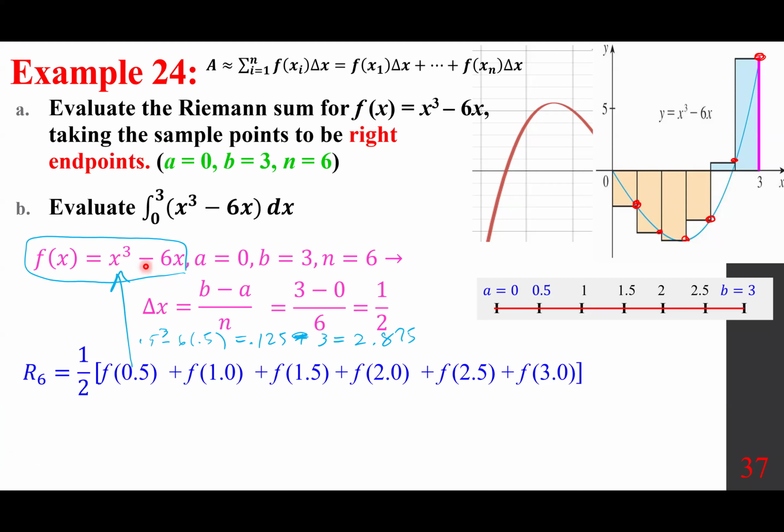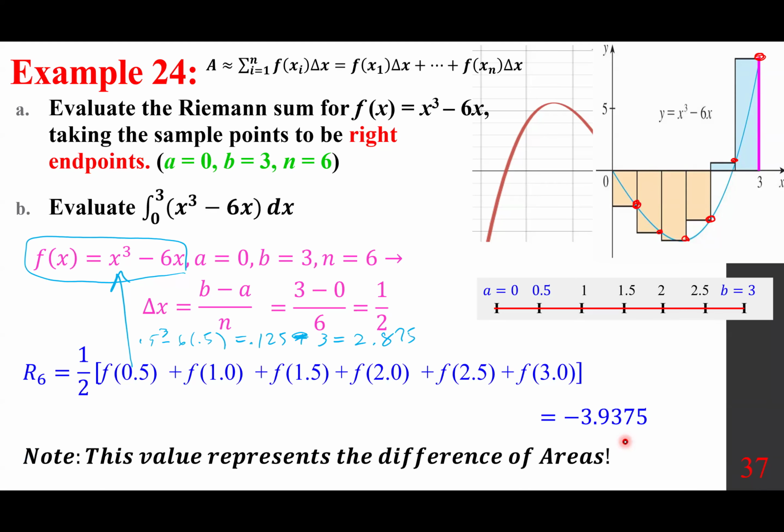If you plug in 1, you get 1 minus 6, negative 5. If you plug in 1.5, you calculate it and so forth. Everything adds up and you multiply by delta x, which is 1/2, and you get negative 3.9375. The number of decimals, if they don't mention it, you want to carry a lot of decimals. I want you to know that.